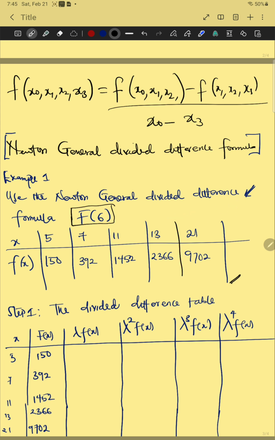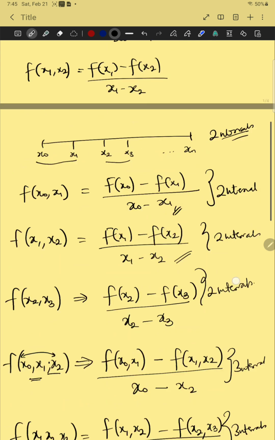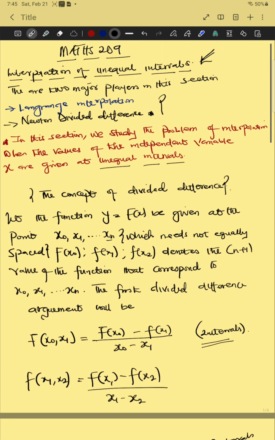Assume that the difference between this and this is 2 altogether, it will be called equal interval. And so we're not going to be using the Newton general divided difference at all, because like I said, there are two major players when it comes to unequal intervals: the Lagrange interpolation and the Newton divided difference. If that question were to be equal interval, you'd be using Newton forward interpolation or Newton backward interpolation.